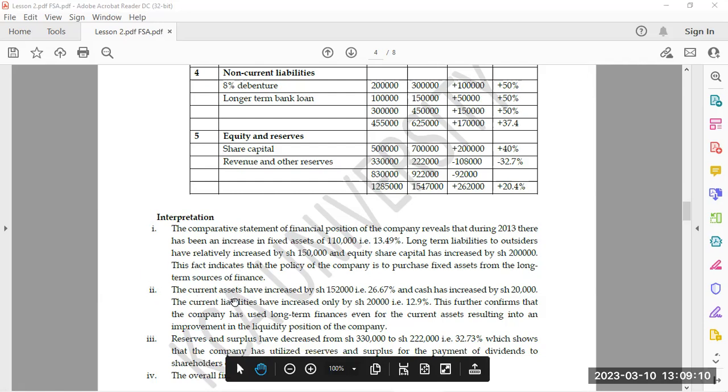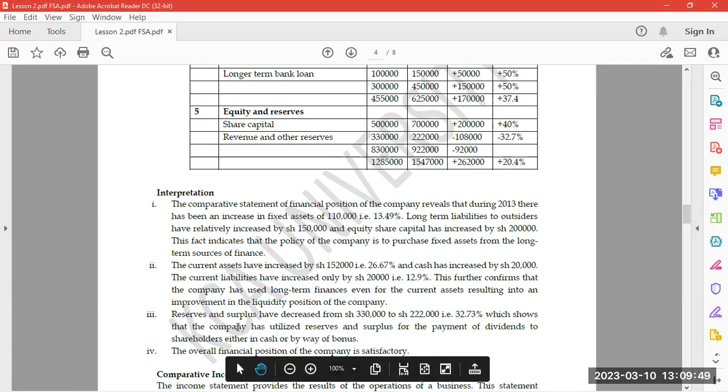Roman 2. The current assets have increased by 152,000, i.e. 26.67%, and cash has increased by 20,000. The current liabilities have increased only by Kenyan shillings 20,000, i.e. 12.9%. This further confirms that the company has used long-term finances even for the current assets, resulting in an improvement in the liquidity position of the company.